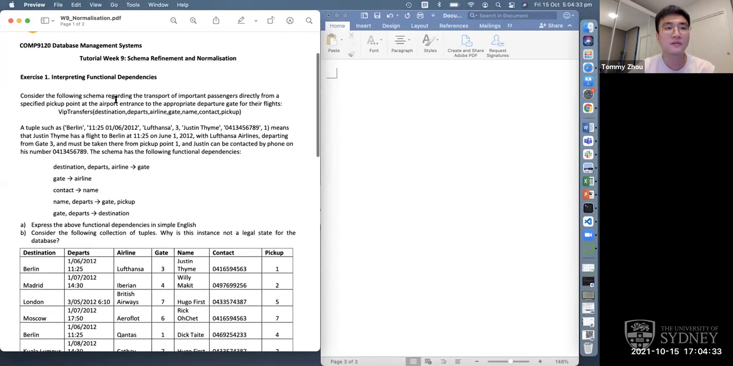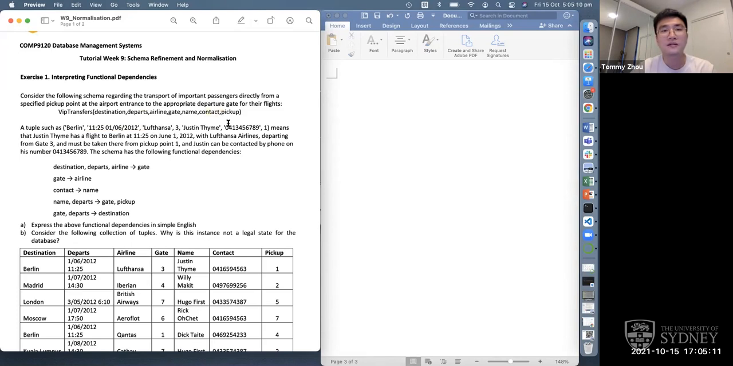So consider the following schema regarding the transport of important passengers directly from a specified pickup point at the airport entrance to the appropriate departure gate for their flights. The table name is VIP transfers, where we have 7 attributes: destination, departs, airline, gate, name, contact, pickup. The entries or tuples in the table will be like Berlin, a time. The time corresponds to departs, so bear in mind, departs refers to a time. And airline, Lufthansa, gate 3, name, just in time.